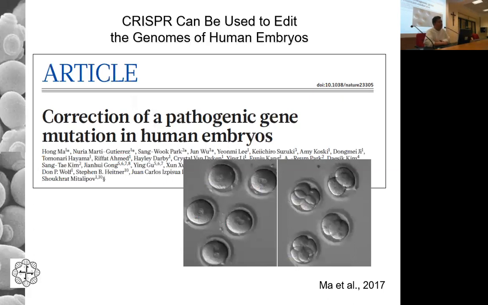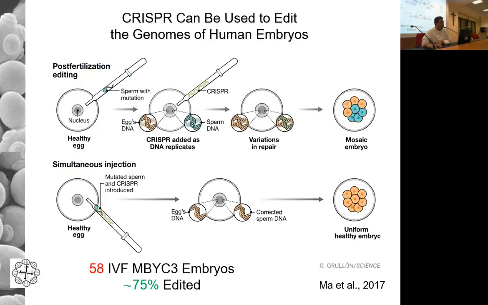So in Portland, Oregon, in the laboratory of Shoukhrat Mitalipov, they were able to CRISPR human embryos that were obtained using IVF. This is just the data: 58 IVF embryos with a mutation in MYBPC3. MYBPC3 is a gene that is important for muscles in your heart. And these embryos carried a mutation that would have impaired heart function. 75% of the embryos were correctly edited.